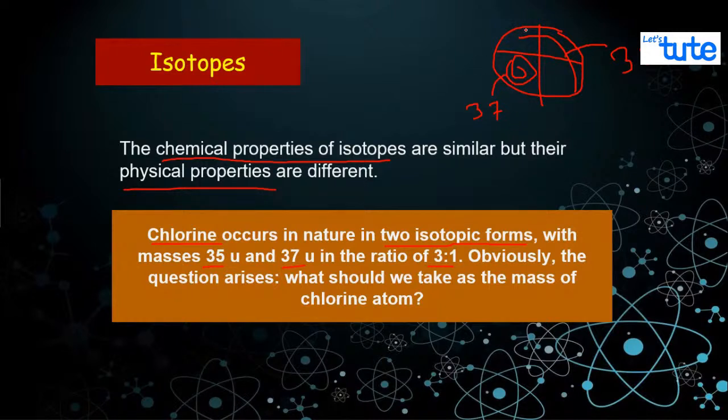And this is not an atom. Please try to understand, this is your environment, so we are just considering the environment. In nature, there is 75% chlorine 35 found, and 25% chlorine 37 found.